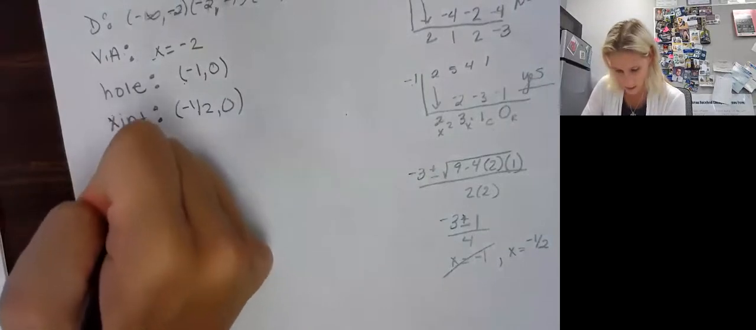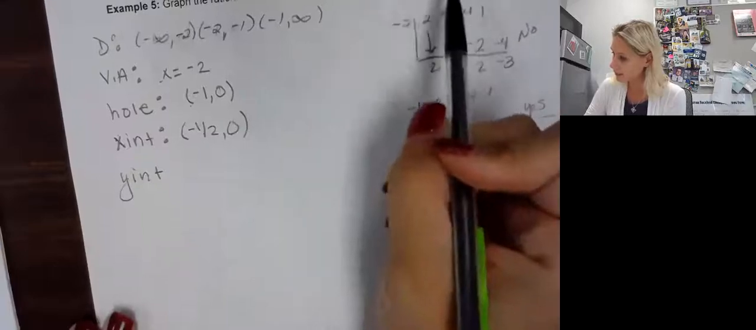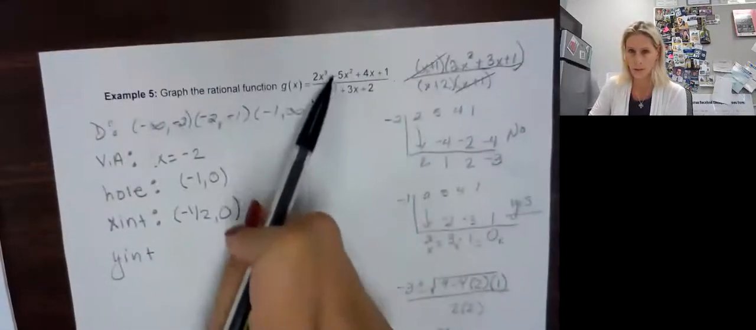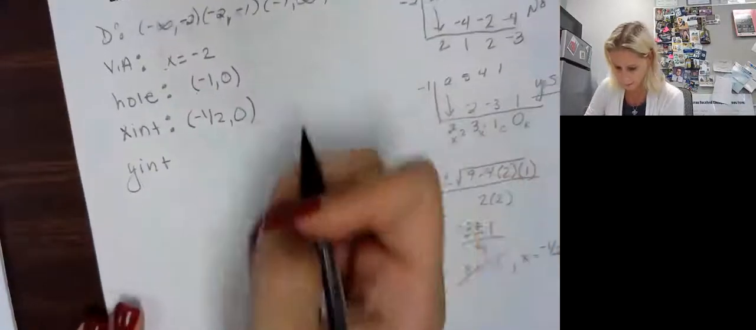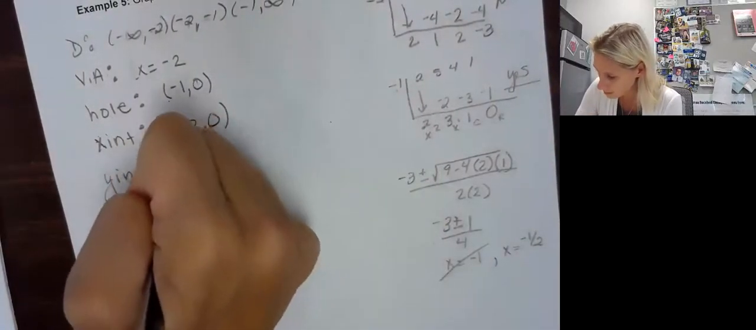Y-intercept is at, well, plug in, go to your original right here. So it's 1/2, 0, 1/2.